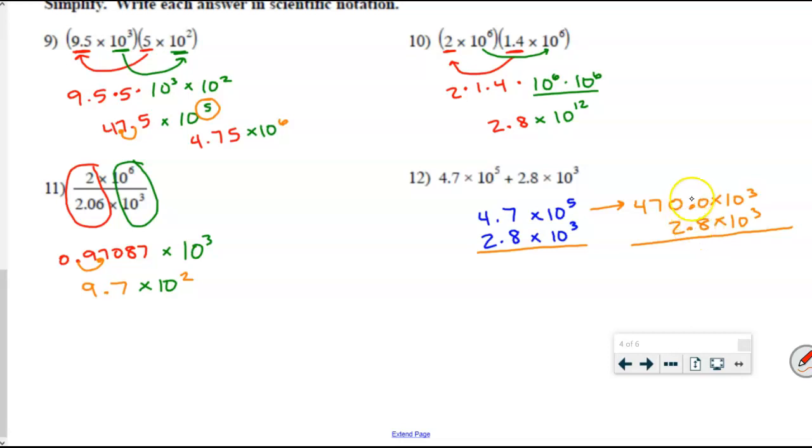And now we just add 0 plus 8 is 8 in the tens place. 0 plus 2 is 2 in the ones place. 7 in the tens place and 4 in the hundreds place. So 472.8 times 10 to the third power. Is this in scientific notation? No, so we've got to still move that decimal place back to 4.72 times 10 to the fifth power.